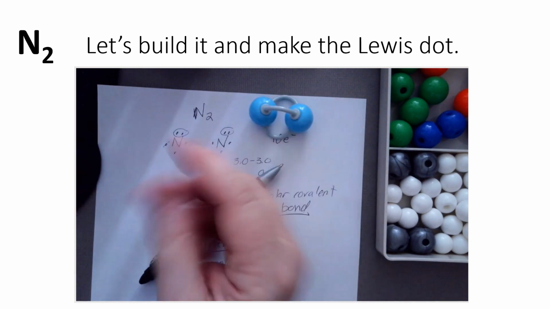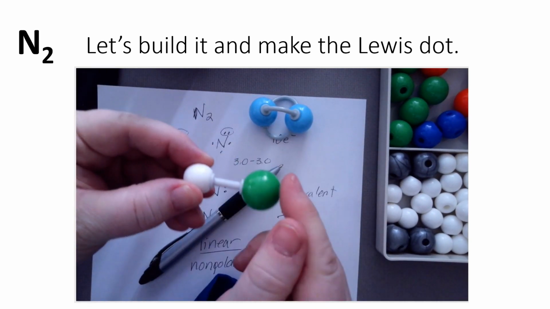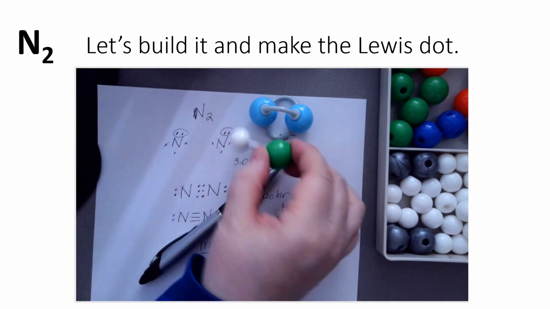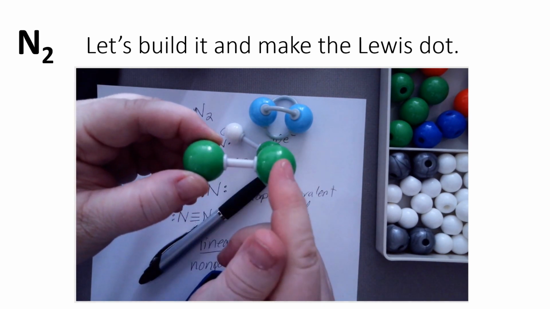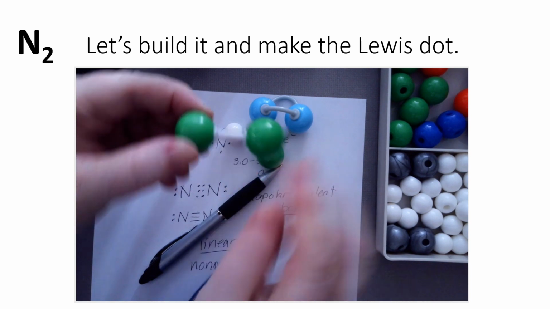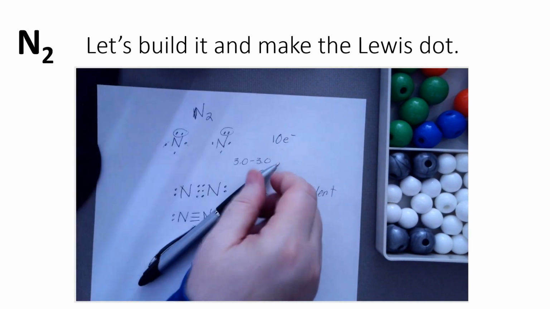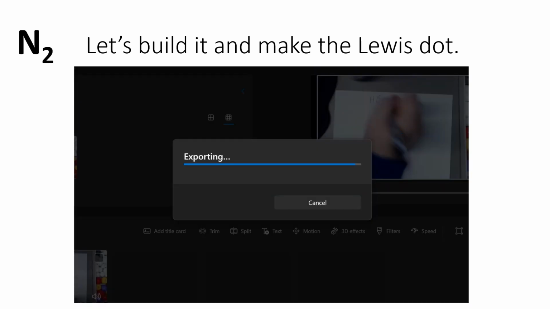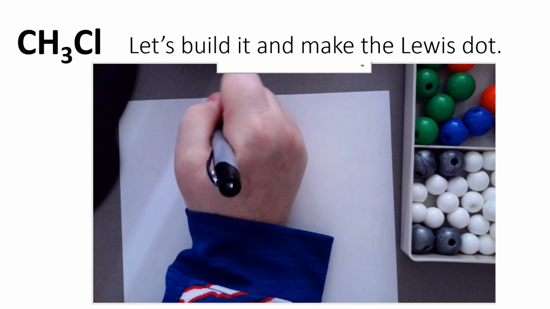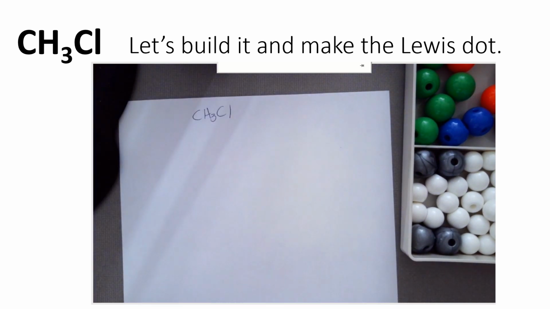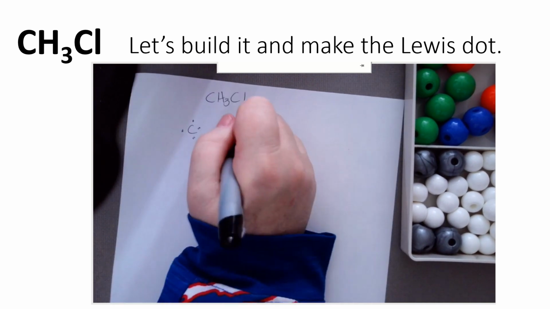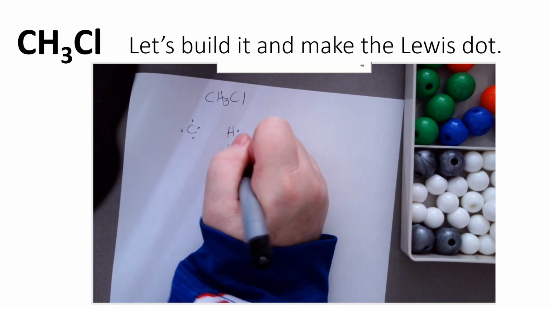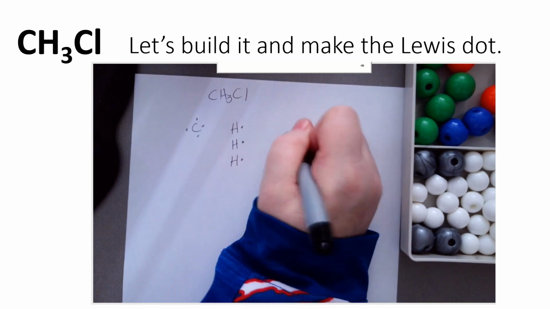Okay? Go back to this one. This was a polar molecule with a polar bond. This was a nonpolar molecule with a nonpolar bond. All right? All right, next one, CH3Cl. So I have a C, I have an H, another H, another H, and a Cl.